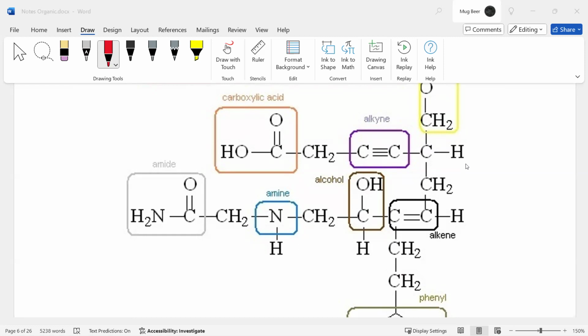Can you tell me something about the carboxylic acid's position on the molecule? It's got to be terminal because it ends with an OH. So anything that ends in an H has got to be at the end. So carboxylic acids are going to be on the end.